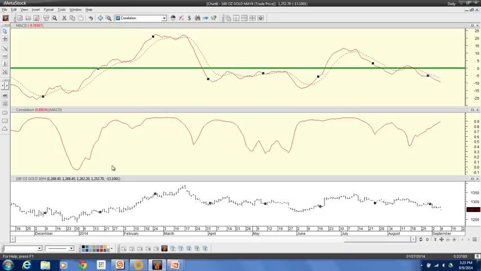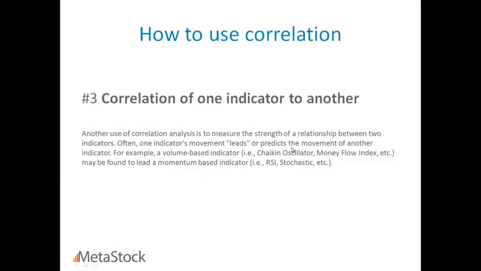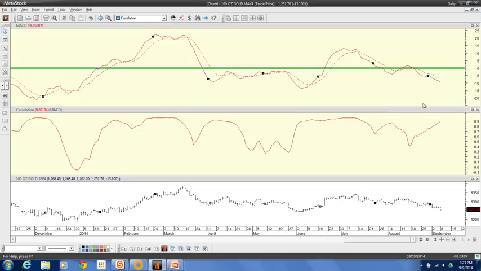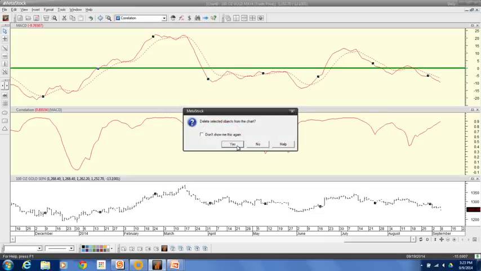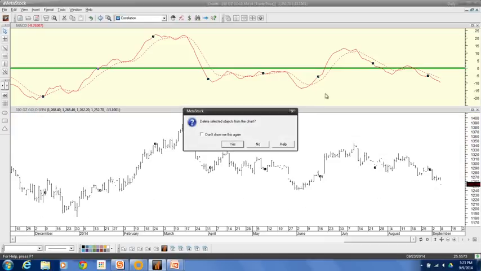Okay, so let's take the last example here. Correlation of one indicator to another. So if you wanted to see if two momentum-based indicators were working in tandem, or if one leads the other, we can use it that way. So let's close this one out, and then we'll just stay with gold here.